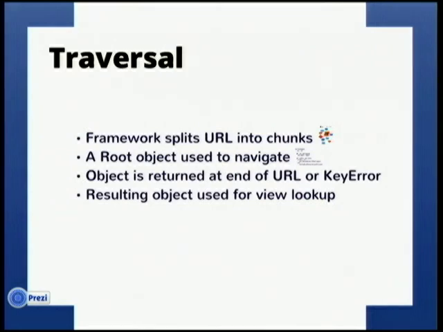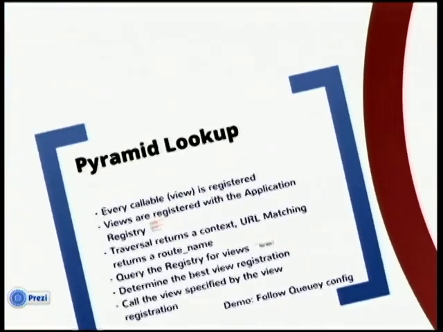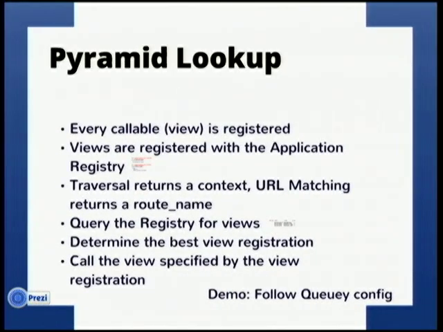So the object that's returned at the end of the URL or key error is when traversal stops. And the resulting object is used for view lookup. So what is Pyramid lookup? That's where it gets fun. So first you have to register all your views that are callable. Now this works exactly like it does, well, no, it doesn't work exactly like Django, but you do declare things. You have to map them.